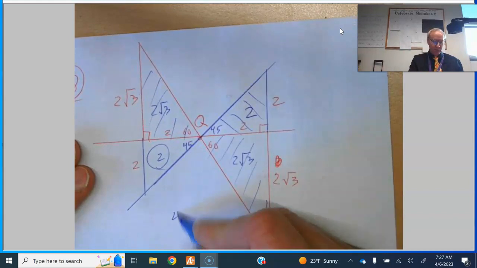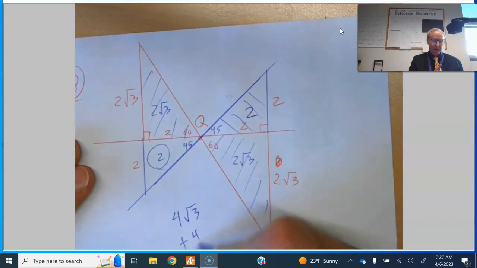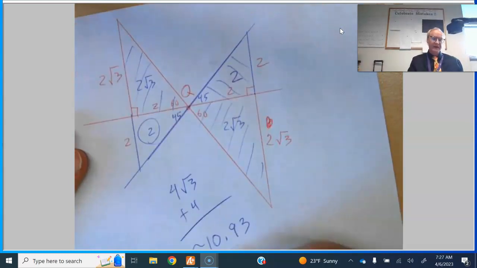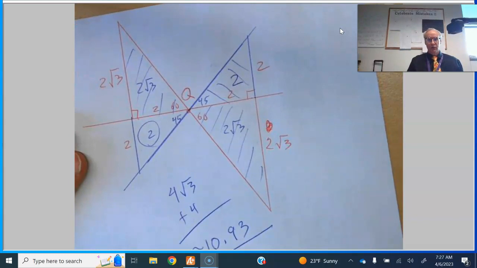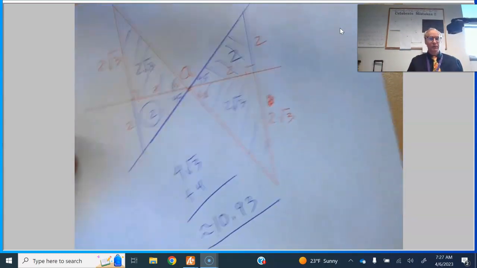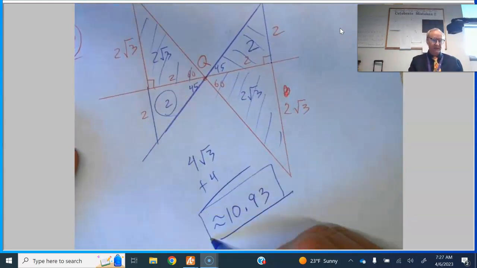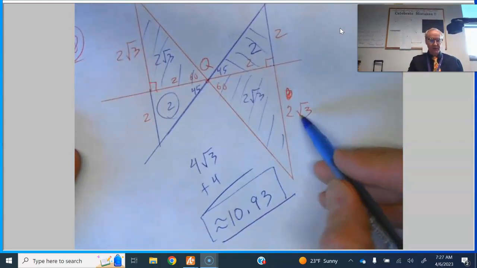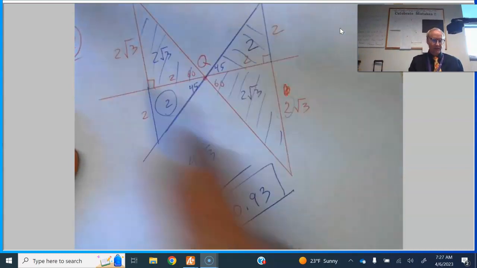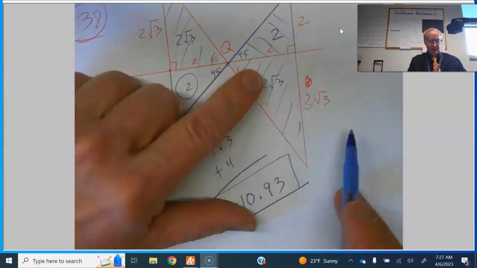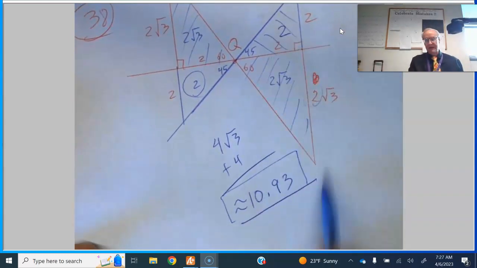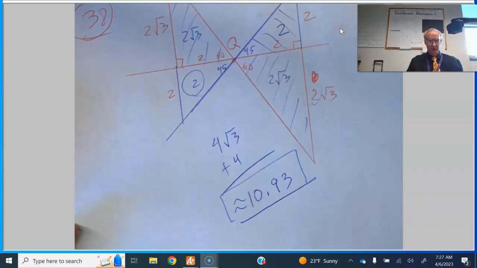Anyway, I ended up with 4 root 3 plus 4, which gave me approximately 10.93, and they rounded it to 11, which is incorrect, but this is pretty close. I was off by a factor of 2 because I put root 3 for this area because I put the long leg on the wrong side. Should have been a little more careful.